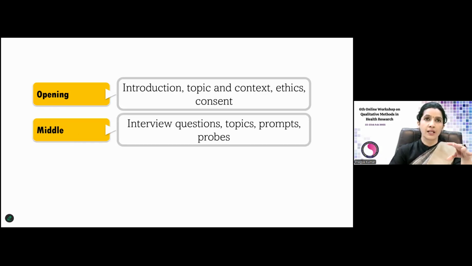So your middle section has most of the interview questions, the topics of those, questions and sub questions, and then you have prompts and you have probes. So now there is a difference between these prompts and probes. Yes, can someone type in the chat box what is the difference between prompts and probes?